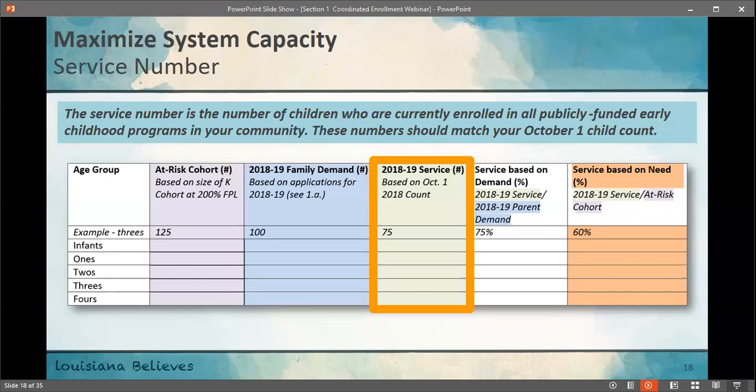Okay, so looking at your service number, this number is the actual number of students who are receiving services or are in seats. This number is children who are currently enrolled in all publicly funded early childhood programs in your community. And it should match your October 1 count. This is pretty straightforward. You'll have that on October 1st.